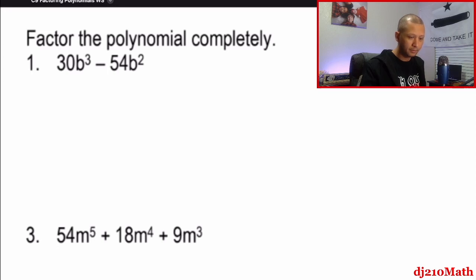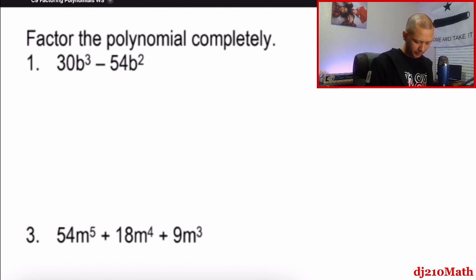All right, factoring polynomials homework. Let's get it. Number 1, 30b cubed minus 54b squared. So I want to take out the GCF, numbers and variables. So they're both even. Actually, I could take out a 6.